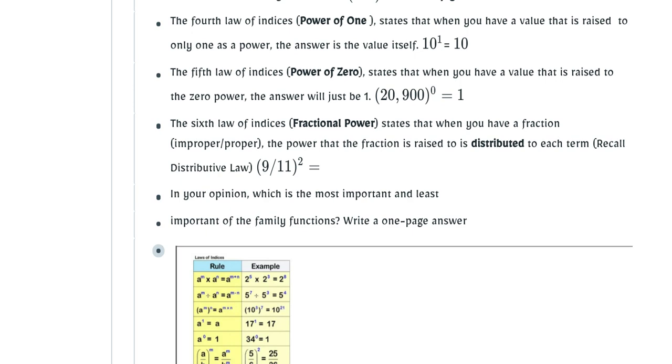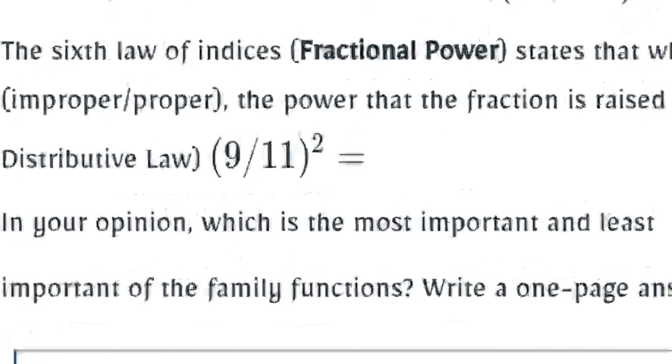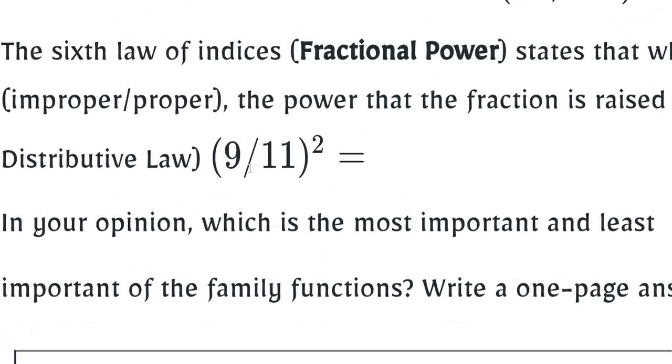Yes, David. Based on the definition of fractional power, 6th law of indices, I have a fraction, right? And it says that the power is going to be distributed to each term. What are the 2 terms in this fraction? Let me zoom in for you. What two things do we have in this fraction? What two numbers?